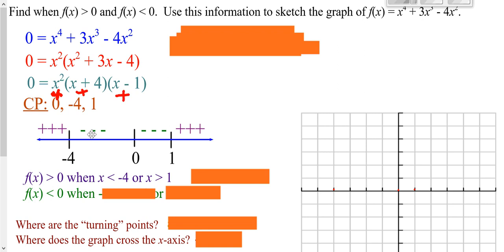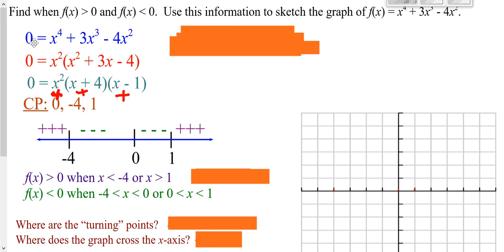Then we want to know, where is it negative? It's negative in this region between negative 4 and 0. And then there's another region from 0 to 1. You might be wondering, why didn't we just go negative 4 all the way to 1? Well, we need to be less than 0. And at 0, 0 causes us to actually be equal to 0, and we need only less than.